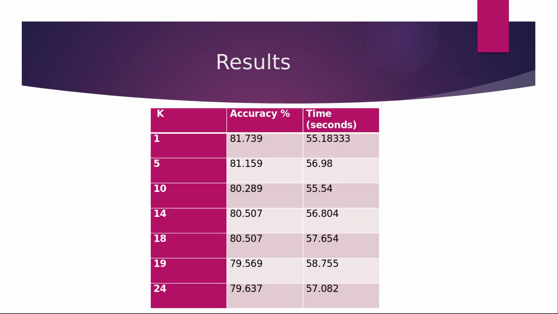The result here is as follows. As we increase the total number of neighbors we are considering, the accuracy still remains around 80%. The total time taken is almost 56 seconds, which is a lot of time for any kind of algorithm. Hence, for this data set, we can see that this is a very slow algorithm.